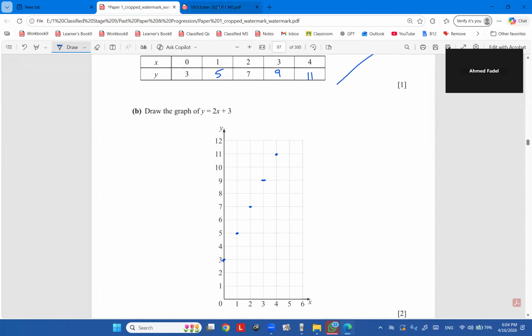Drawing a straight line for this, look at this over here. This is all what you need. Okay, let's continue.